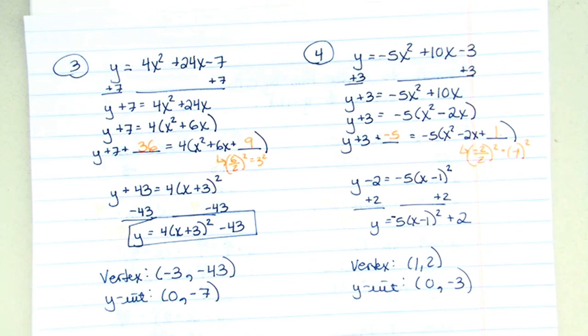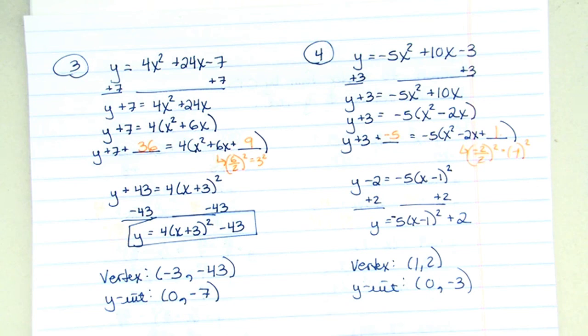In the homework, make sure you're reading the directions and using the method I ask you to use. If I say working backwards, I don't want any of this stuff. I want negative b over 2a, plug in, find the y-coordinate, just fill in the values. If I say completing the square, I want to see this.